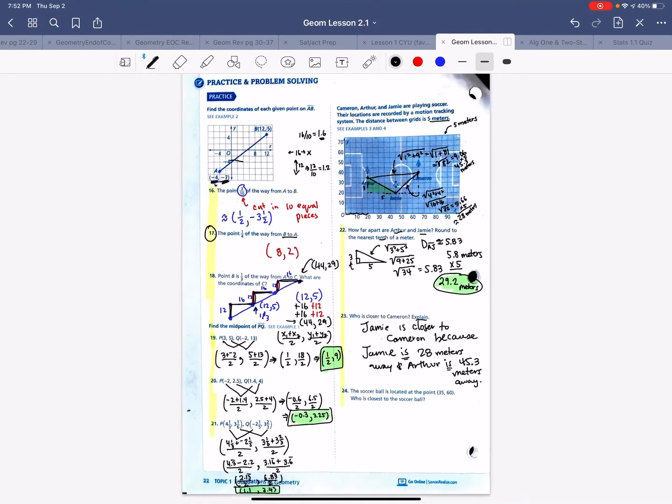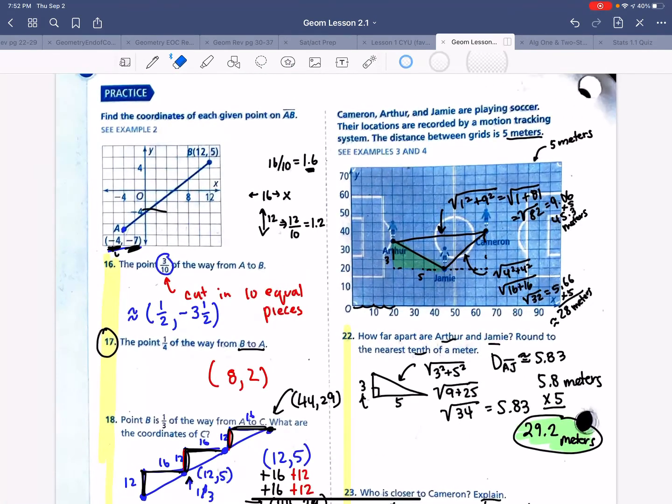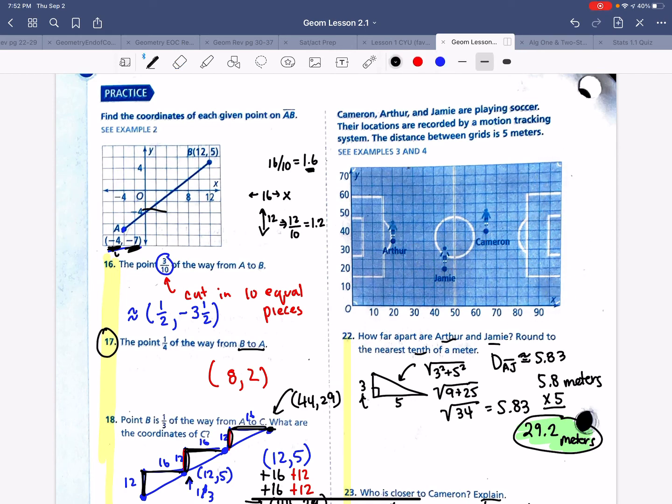Now, last question, it says the soccer ball is located at point (3, 5, 6, 0)... Who's closer to the soccer ball? So let's give ourselves some more room to work. All right, so here's the soccer ball. Definitely looks like Arthur is closer. And we can compare, and I don't know if you notice it, but if we multiply any number by 5, then whatever was the greatest would still be the greatest. But we're going to try to find the closest.